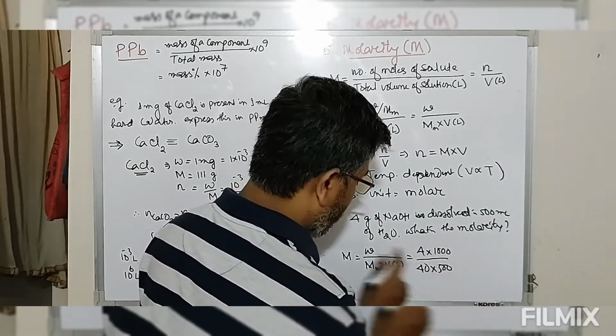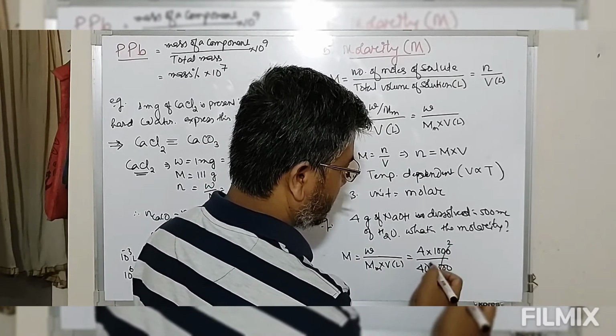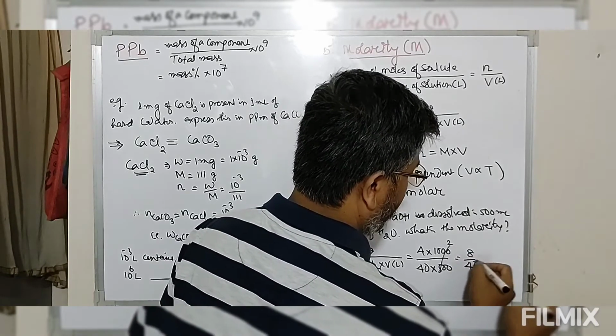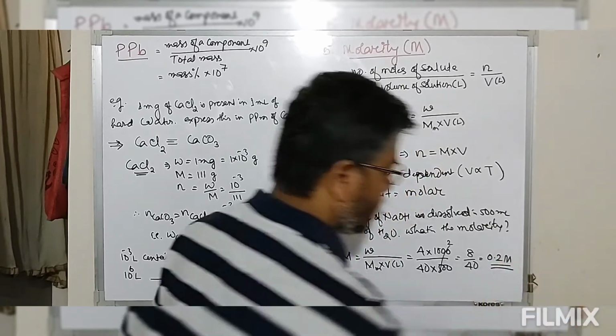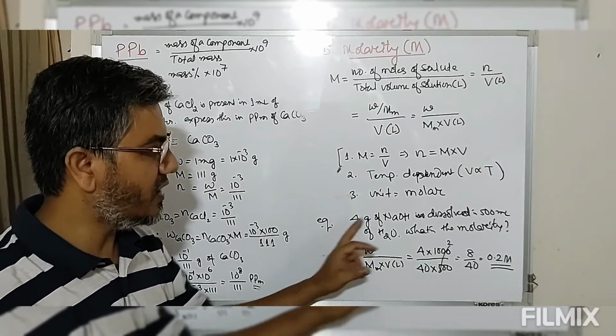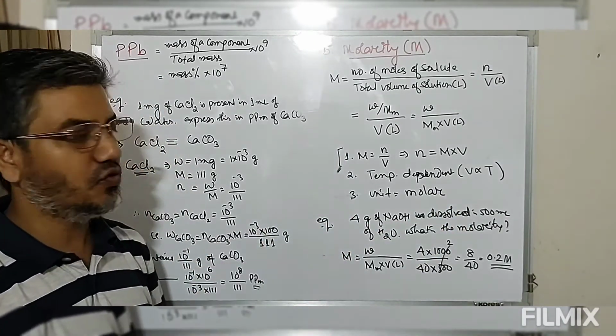So this is the molarity of the solution. We can cancel out here, so 8 by 40 is 0.2 molar. This is the concentration of the solution in which 4 gram of sodium hydroxide is dissolved in 500 ml of water.